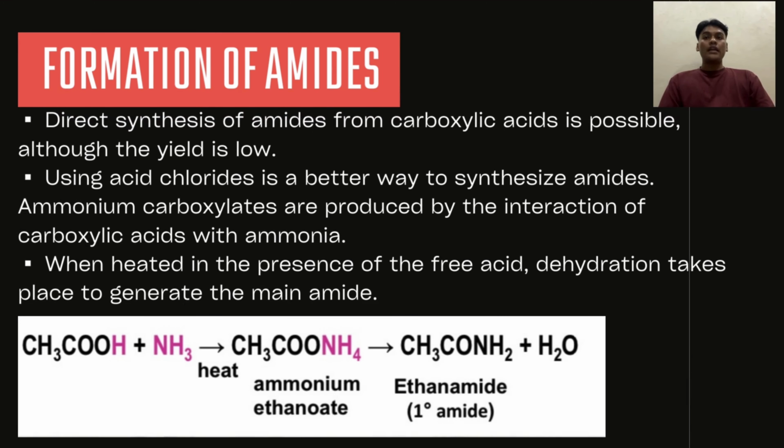Formation of amide. Direct synthesis of amide from carboxylic acid is possible, although the yield is low. Using acid chloride is a better way to synthesize amide. Ammonium carboxylate is produced by the interaction of carboxylic acid with ammonia. When heated in the presence of the free acid, dehydration takes place to generate the primary amide.